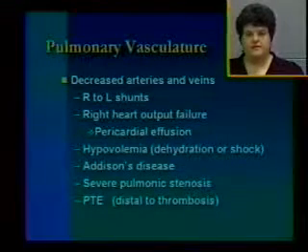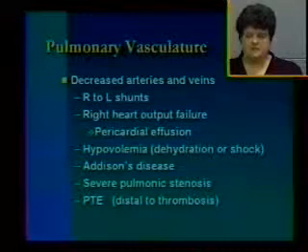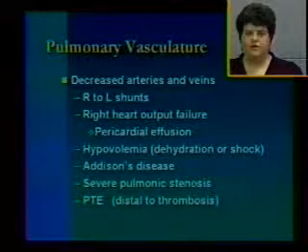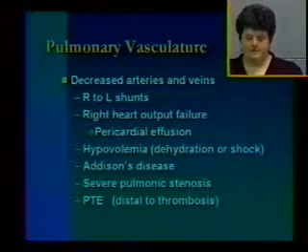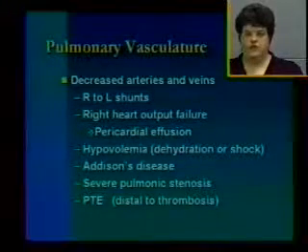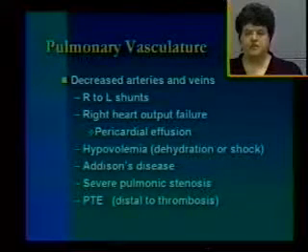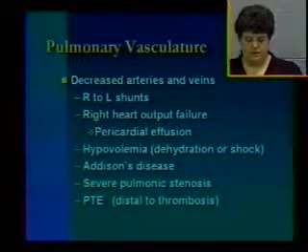What if you have decreased arteries and veins, if they're smaller than half of the rib? Then you could suspect, depending on the bulges within their heart, that they may have a right-to-left shunt, such as a right-to-left PDA or a tetralogy of Fallot. They may have right heart output failure. Right heart output failure is a diastolic failure, so it's a failure of filling of the heart, and that's most commonly seen with pericardial effusion.